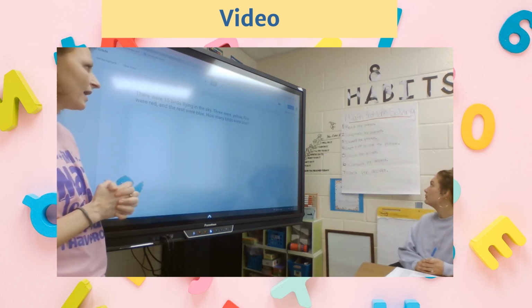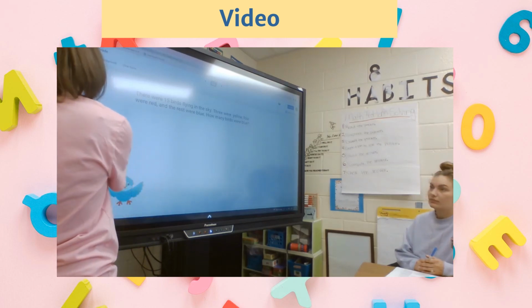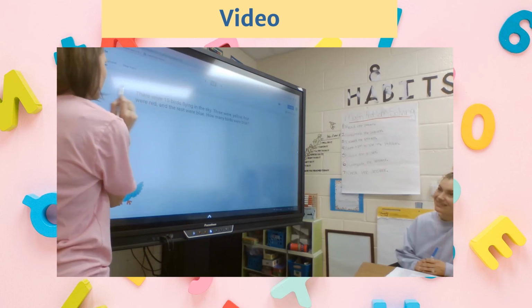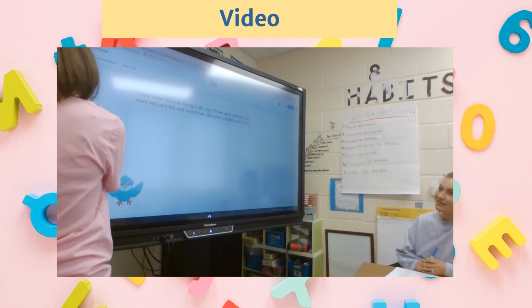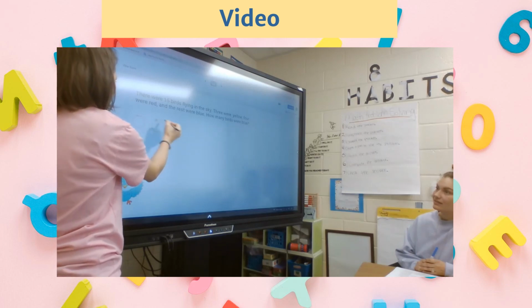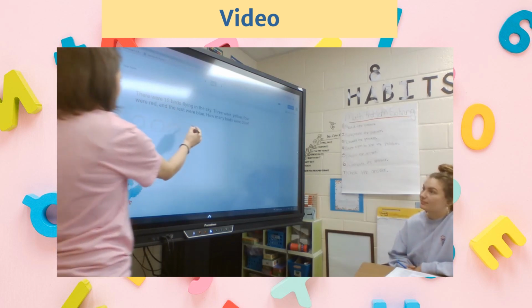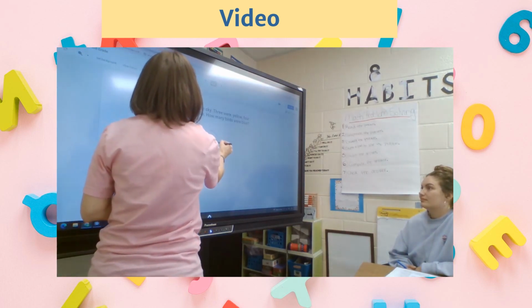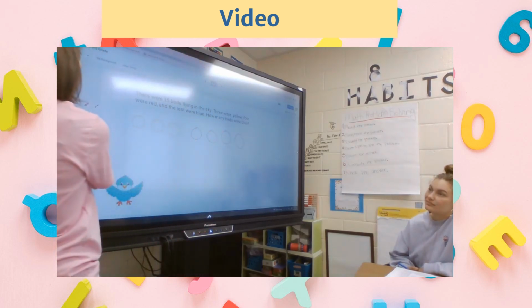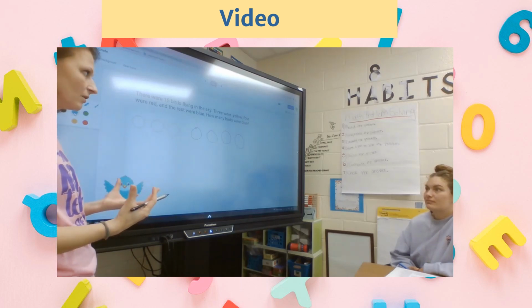Okay. Then the third step is to draw the problem. So to draw the problem, I will draw 3 yellow birds. So I just imagine that those circles are birds, right? 3 yellow birds, 4 are red, and I do not know how many are blue, but I know that in all are 15, okay?